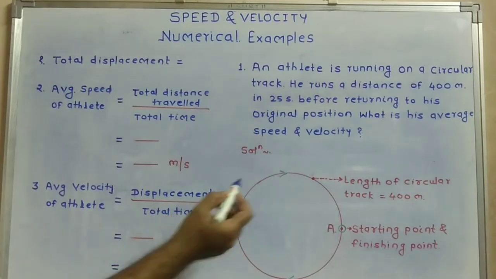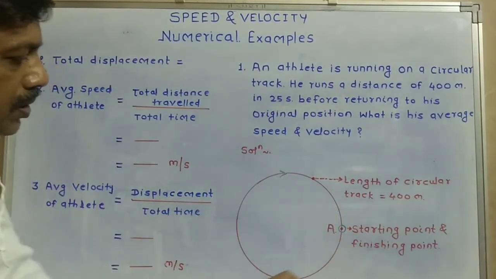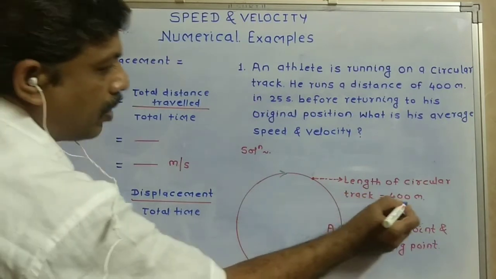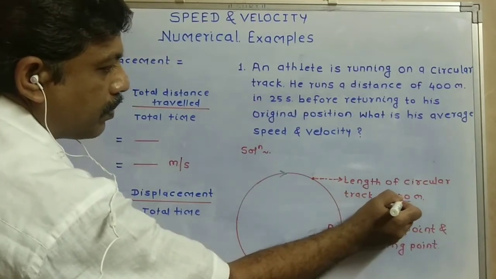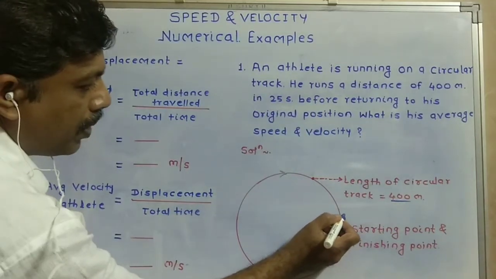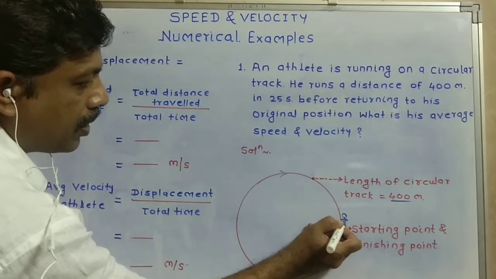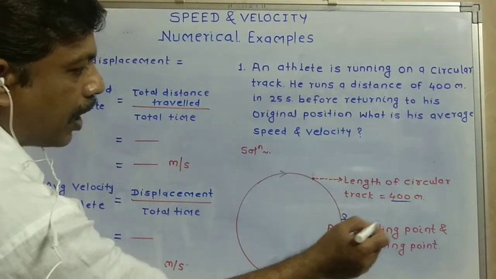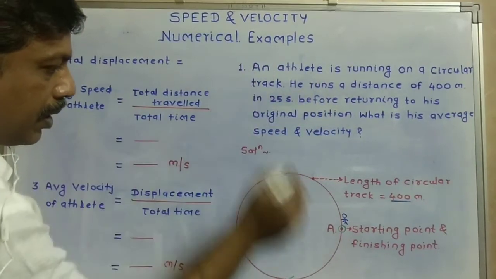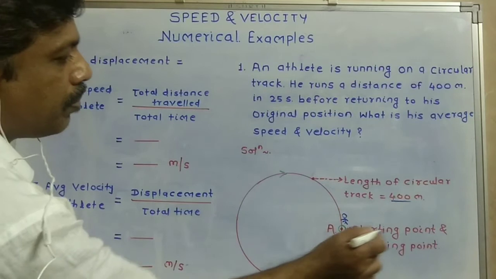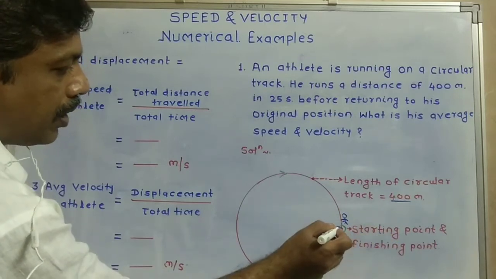Now look at the figure. This is the circular track. What is the length of this circular track? The length of this circular track is 400 meters. Now suppose from here the athlete starts running. It means that it is a starting point of an athlete. And again he reaches up to this point. This is the finishing point of an athlete.